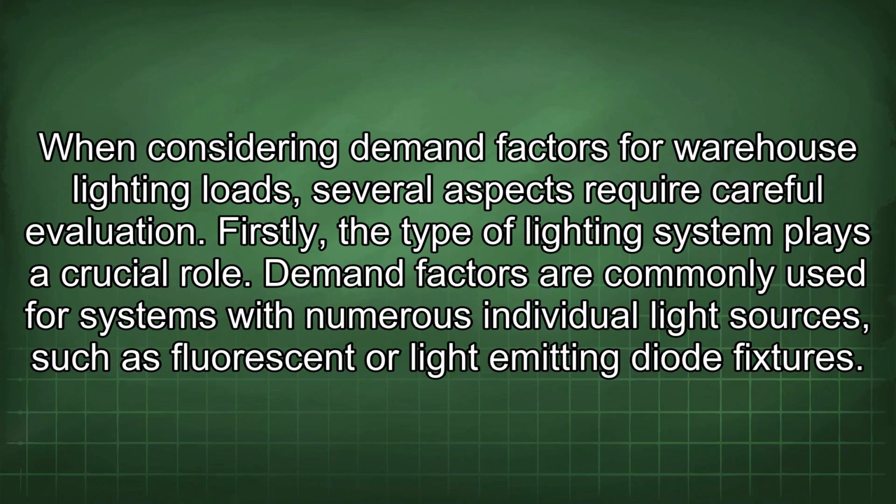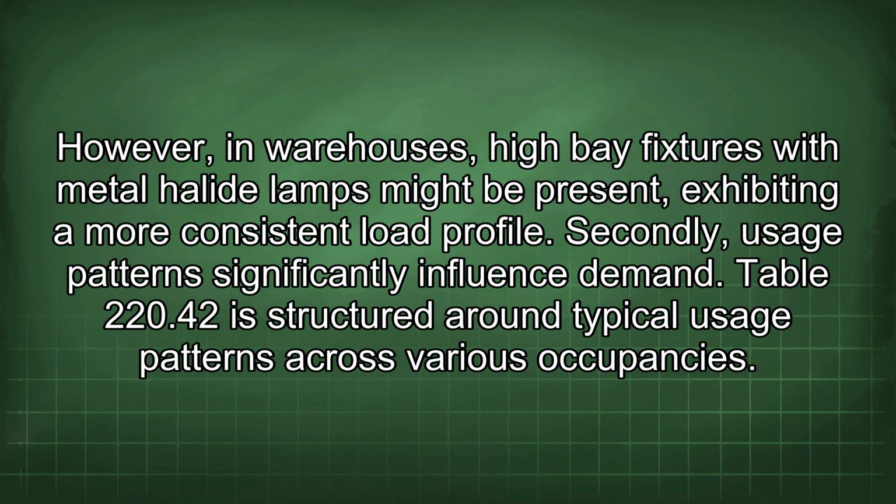When considering demand factors for warehouse lighting loads, several aspects require careful evaluation. Firstly, the type of lighting system plays a crucial role. Demand factors are commonly used for systems with numerous individual light sources, such as fluorescent or light-emitting diode fixtures. However, in warehouses, high bay fixtures with metal halide lamps might be present, exhibiting a more consistent load profile.